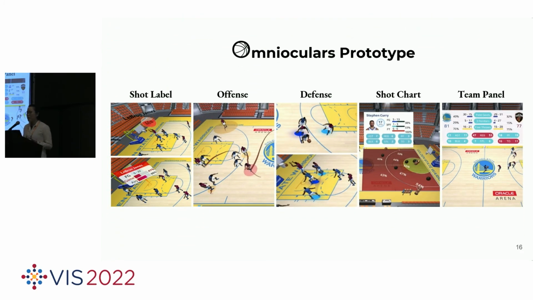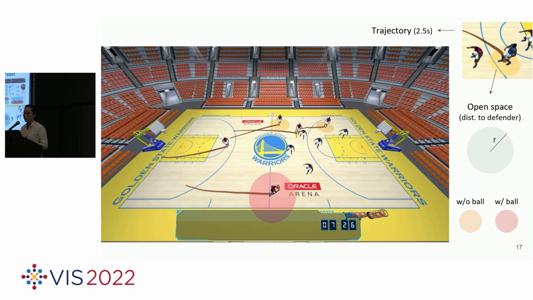So with this simulated game as a playground, we iterate on different embedded visualizations based on our design framework. We prioritize 5 representative game contexts based on 3 rounds of user testing. So we have 5 different visualizations with a focus on shooting, offense, defense, player performance, and team performance. Due to the time constraint, I will focus on the offense visualization.